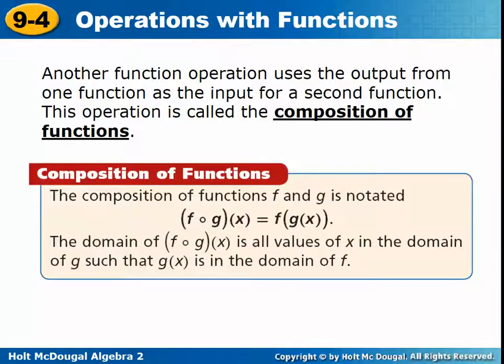There's two different ways of writing it. They can use this little o. It's not an o, it's not fog, but it means composition. But our book generally will write it with just parentheses. So this is the composition of f and g of x.